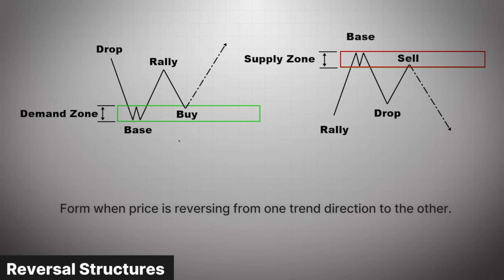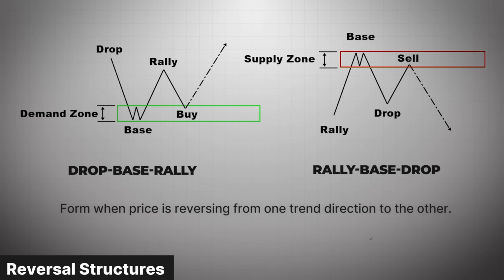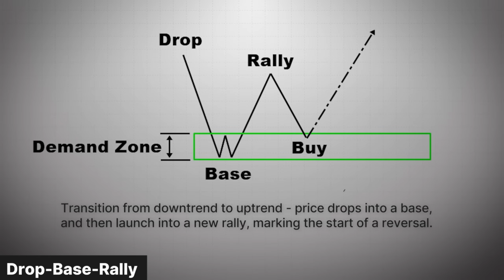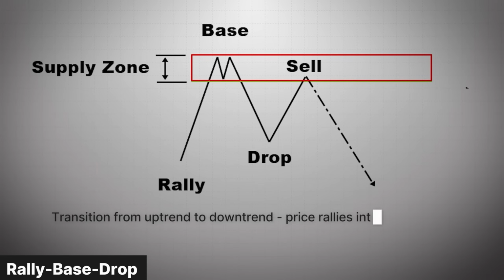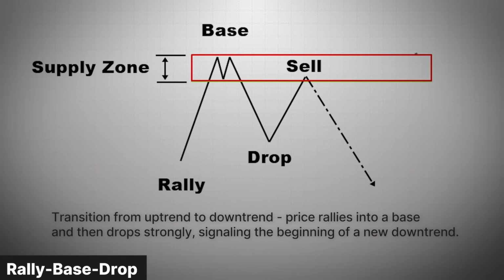Reversal structures form when price is reversing from one trend direction to the other. These are your drop-based rally and rally-based drop patterns. So in a downtrend that's starting to lose steam, you might see price drop into a base and then launch into a new rally, marking the start of a reversal. And in an uptrend that's starting to turn around, you'd see a rally, a base, and then a strong drop, signaling the beginning of a new downtrend.